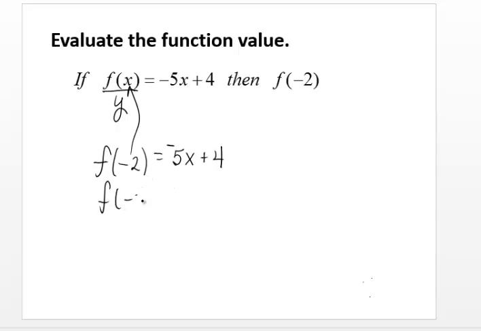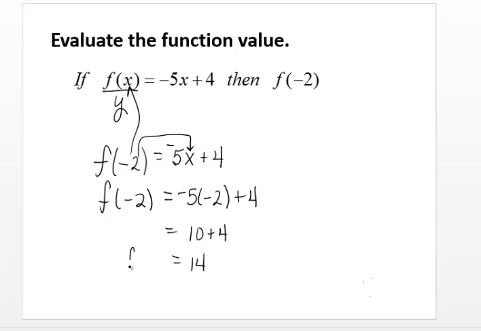So f of negative 2 equals, we're going to plug negative 2 in for my x values. So I'll have negative 5 times negative 2 plus 4. Using order of operations, I get a positive 10 plus 4. And so my answer is just simply 14. F of negative 2, the function value at negative 2, is 14.